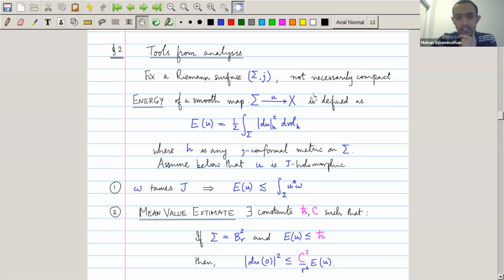So the first thing we need is the following. If we have a Riemann surface (Σ, j), then we can define for any smooth map u from Σ to X the notion of its energy. So this energy is defined in the following way.